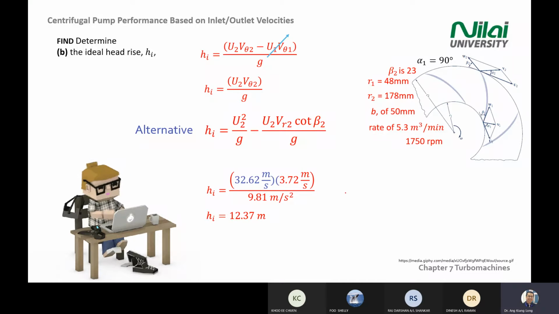So this one also quite direct, substitution of number. The only catch here is here. You should know why we cancel this one. Okay, because the alpha is 90 degree.